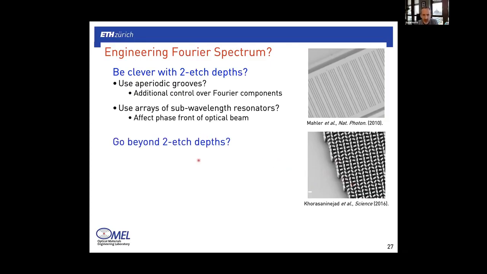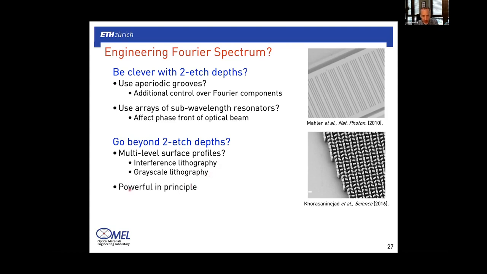The second approach is to try to go beyond 2 etch depths and make multi-level surface profiles. And so, for example, you can use what's called interference lithography, where you interfere several beams in a photoresist to make a wavy interface. There's also a class of tools known as grayscale lithography, which try to get at multi-level surface profiles. These kinds of approaches are powerful in principle, but so far they've really demonstrated insufficient control to do what we imagine doing, which is to be able to make arbitrarily wavy surfaces.